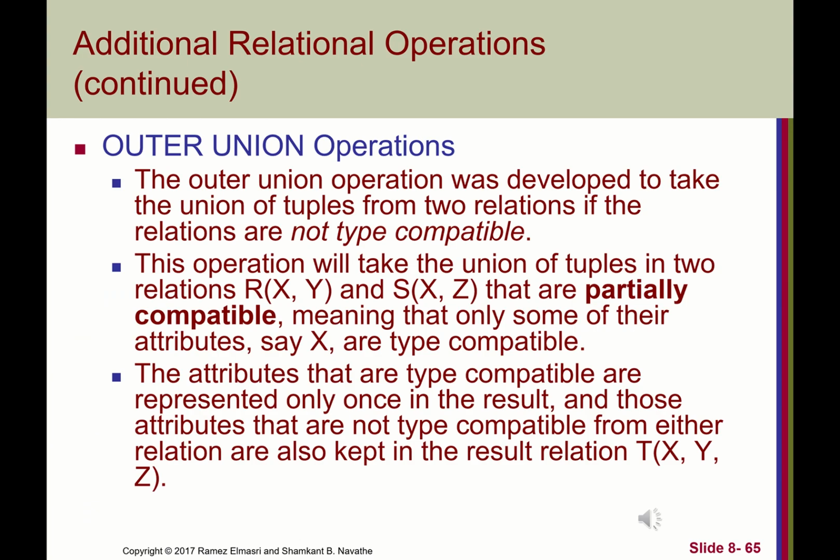The outer union operation was developed to take the union of tuples from two relations if the relations are not type compatible. This operation will take the union of tuples in two relations R(X, Y) and S(X, Z) that are partially compatible, meaning that only some of their attributes, say X, are type compatible. The attributes that are type compatible are represented only once in the result, and those attributes that are not type compatible from either relation are also kept in the result relation T(X, Y, Z).